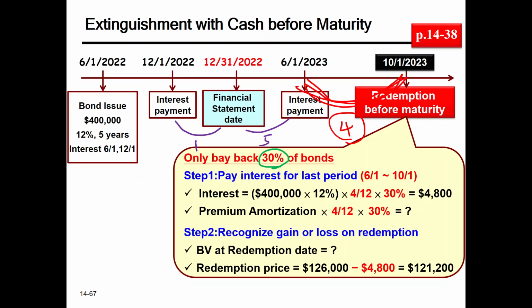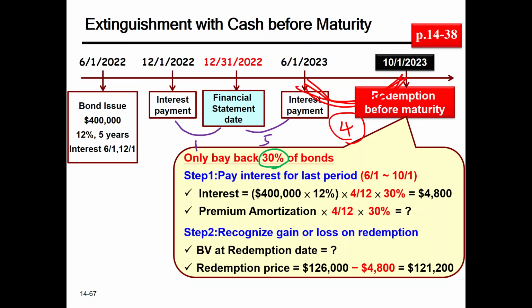So did you find out? First keyword, date. So 4 months. Second keyword is what? We just buy back 30%. So all the numbers you should base on 30%. So this is the second keyword, percentage.